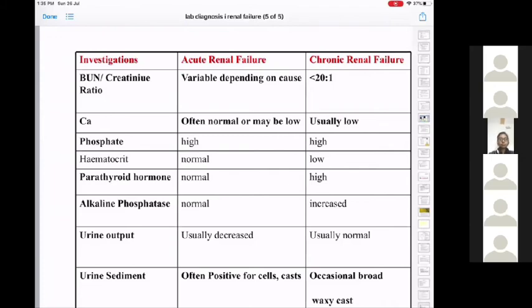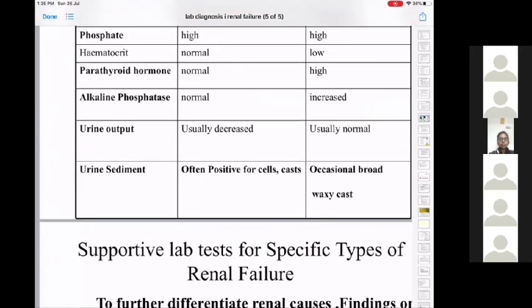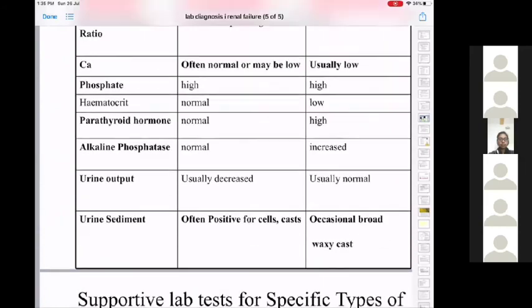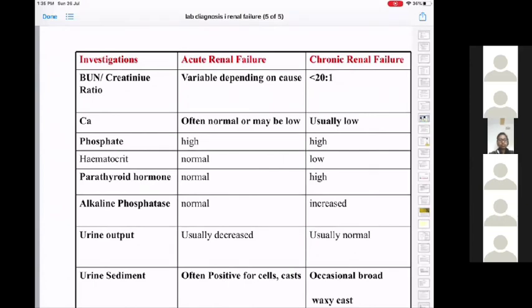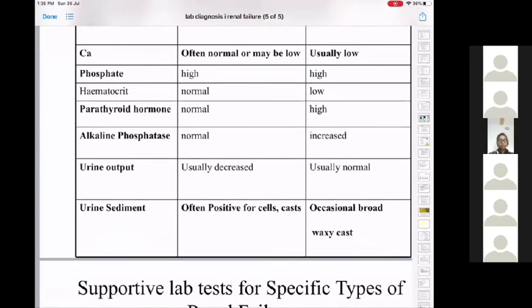Hematocrit in ARF is normal, but in CRF there is low hematocrit. PTH, or parathyroid hormone, is normal in ARF and high in CRF. Alkaline phosphatase is normal in ARF and high in CRF. Urine output usually decreases in ARF, but in CRF it may be normal or decreased, usually normal in the early condition of CRF. Urine sediment is often positive for cells or casts in ARF, and in CRF broad or waxy casts are present.